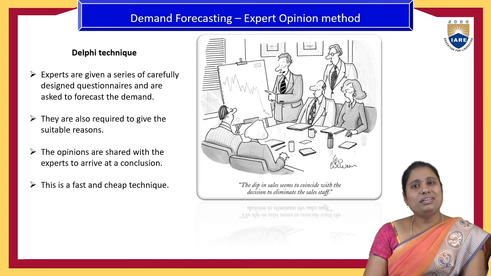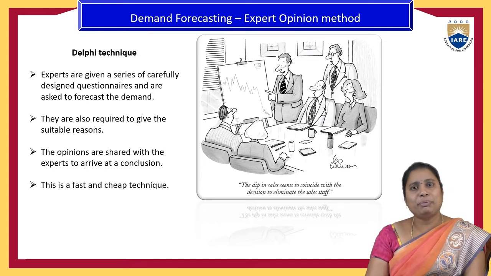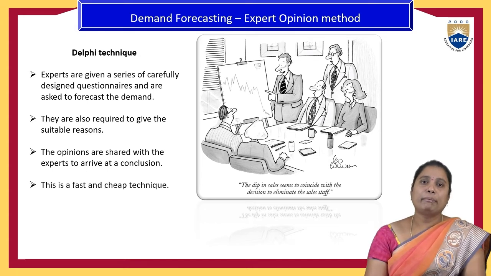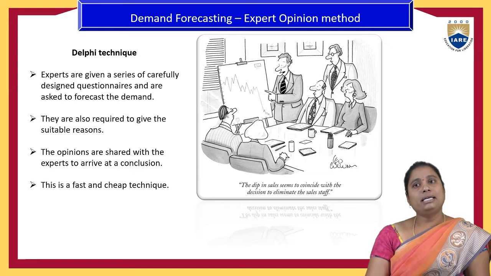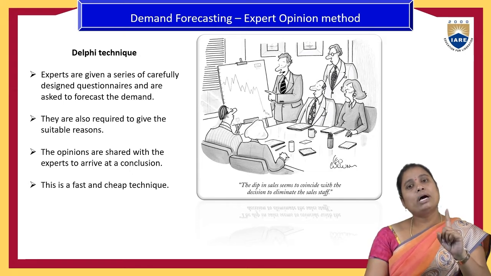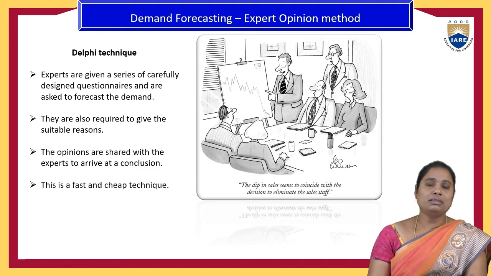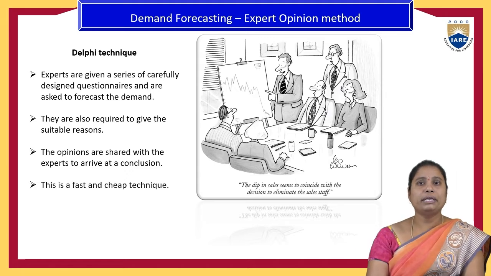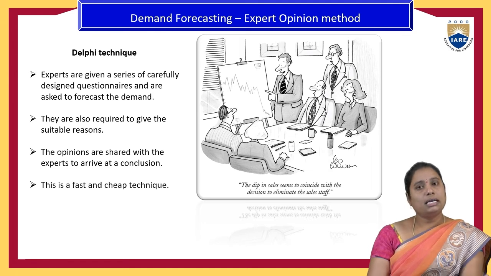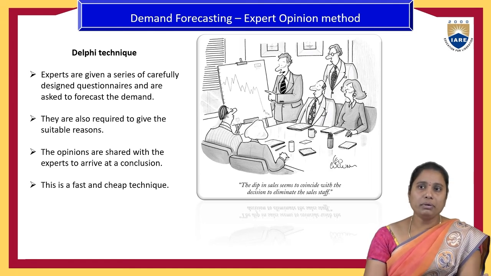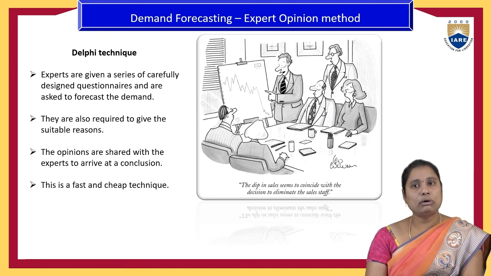In my opinion, it is the fastest and cheapest technique for any producer, but it is based on one person's opinion. Instead of that, the best method is going for the opinion of the middlemen, though even the middlemen may or may not give the real data.